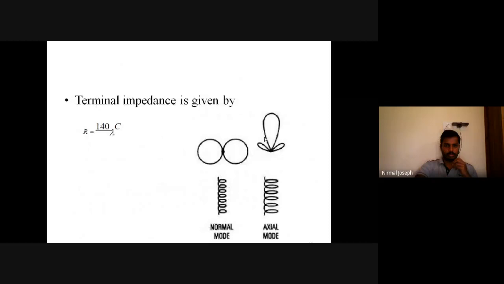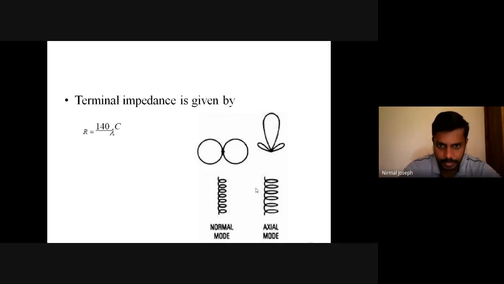So terminal impedance is given by R is equal to 140 lambda by C, where C is equal to pi d. So here you can see the difference between normal mode and axial mode. See the normal mode here, the helix is shown here. So normal mode is also a broadside mode. So the radiation pattern will be perpendicular to the axis. So this is the axis and the radiation pattern is perpendicular to the axis, that we have seen for the normal broadside case.